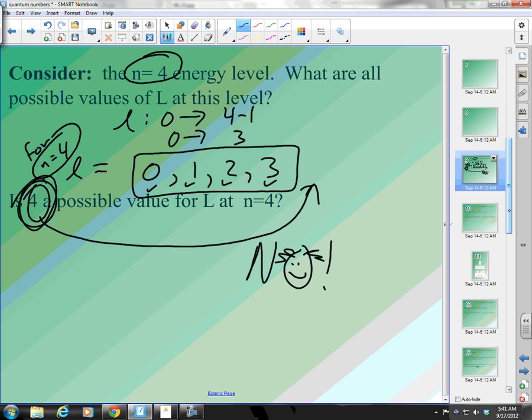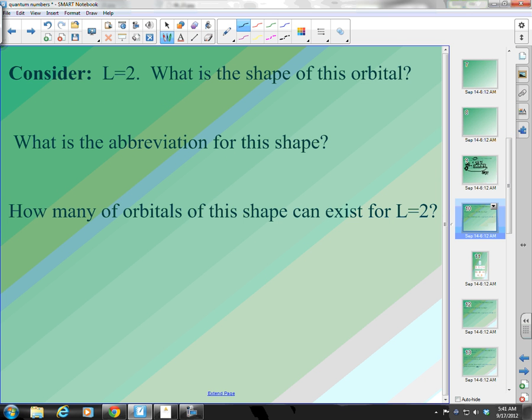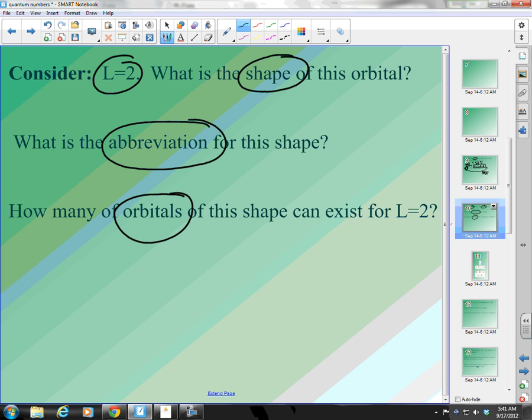Here we go. Aha, finally. Consider L equals 2. Okay, we know what to do there. What is the shape of this orbital? There may be more than one orbital here. Well, no, I don't think so. Yeah, we'll see. I'm not sure. L equals 2, and we want to know the shape, right? What is the abbreviation for this shape? And how many of these do I have? Well, I think we need to learn a little bit more.